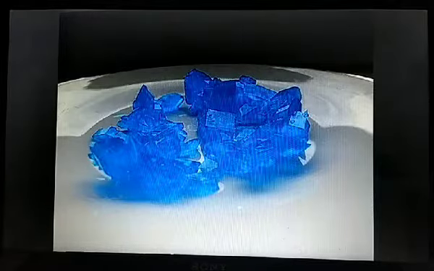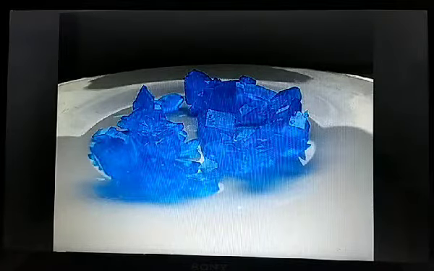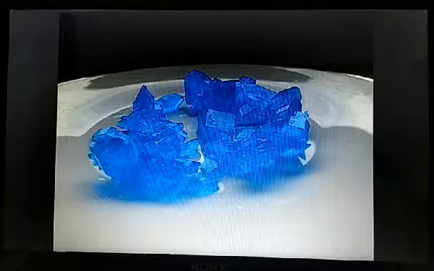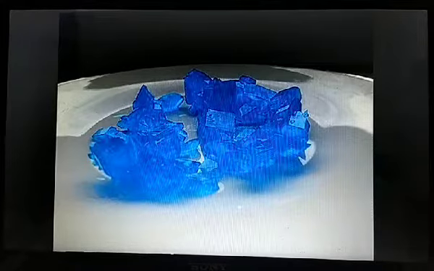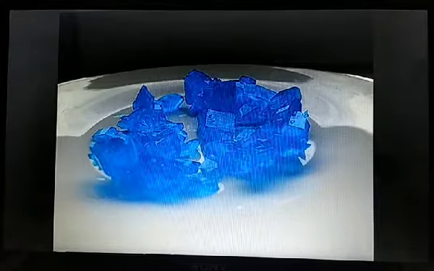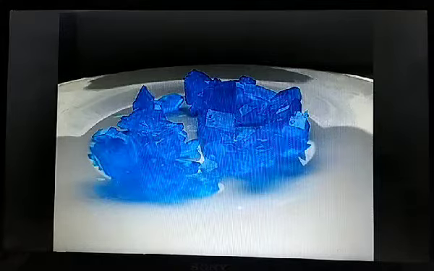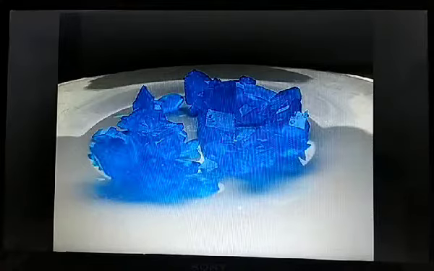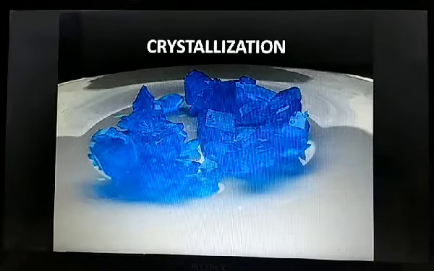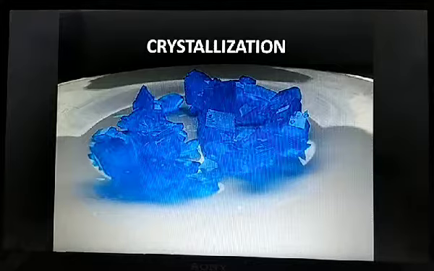Good morning, students. Previously, we discussed three methods of separation: evaporation, centrifugation, and separating funnel. Now, today we'll be discussing three more methods of separation. So, let's begin with the first one, that is crystallization.